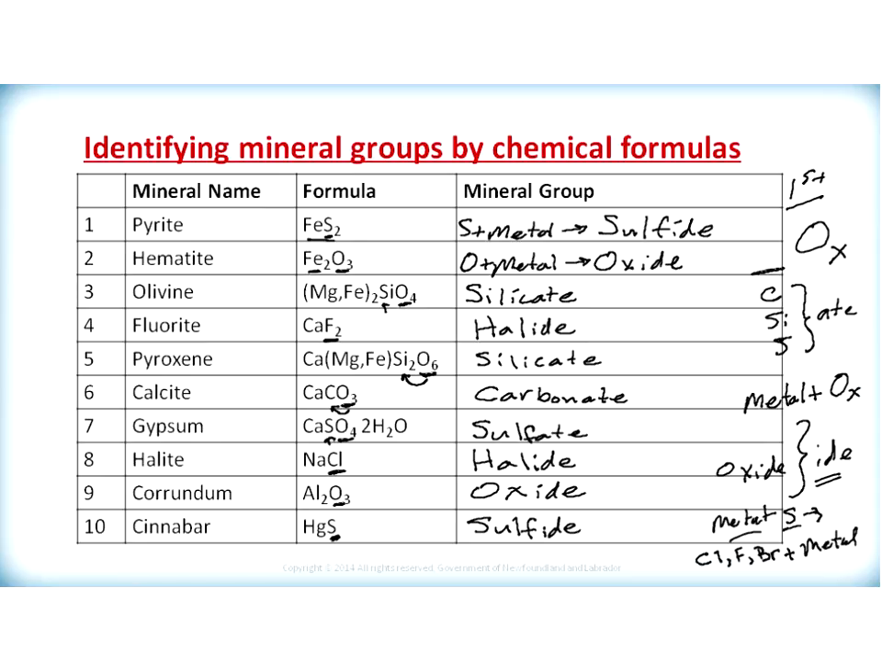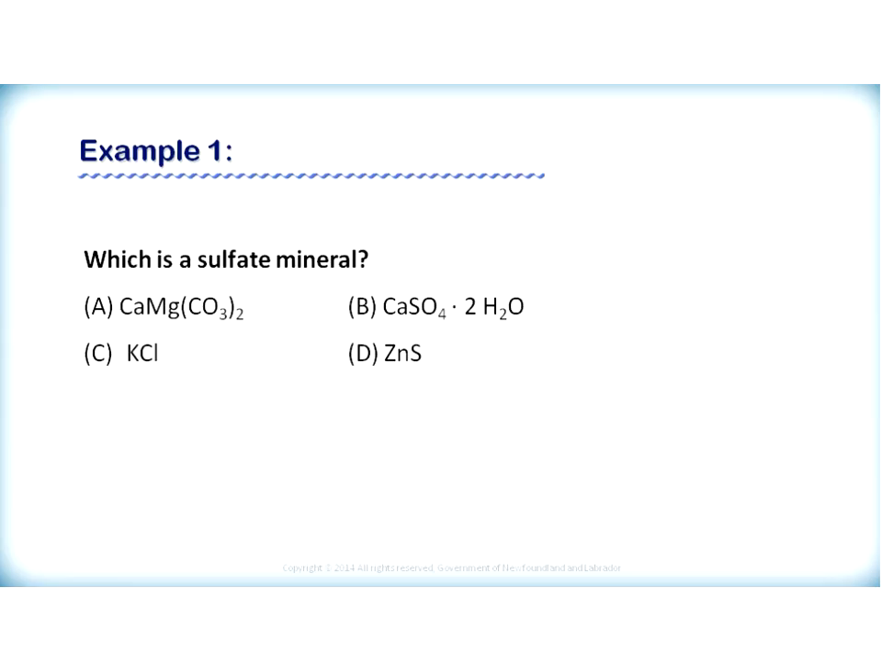And lastly, if we see one of the halogen elements, Cl, F, or Br, plus a metal, they belong to the mineral group halides.